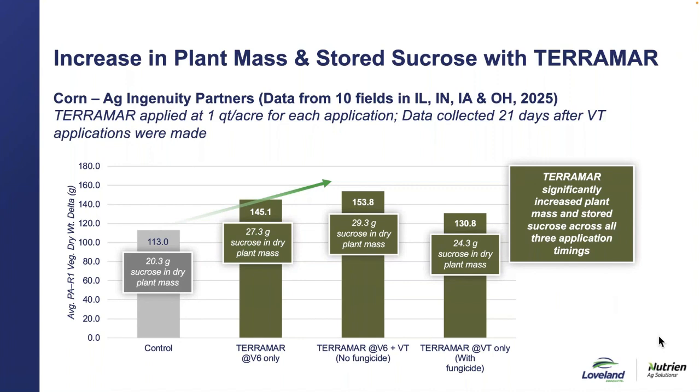And then you can see a V6 application, a V6 and a VT, and then a VT. And what we're measuring here is the amount of sucrose in dry plant mass. And you can see with each one of the Terramar applications, we increased the amount of sucrose. The early V6 and the V6 plus VT were the two highest, but we still saw an increase with the later application compared to the grower standard where there was no Terramar, indicating that maybe that later application didn't have enough time to do what it potentially could do, but it still did better than the grower standard practice.